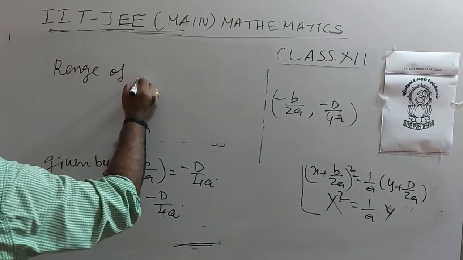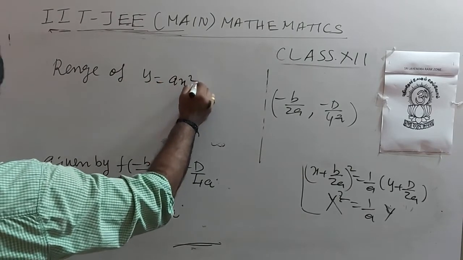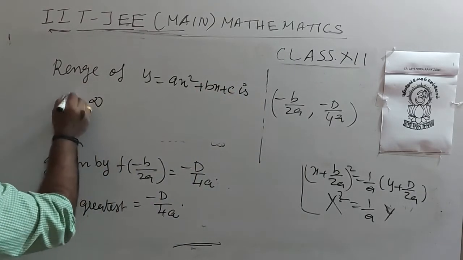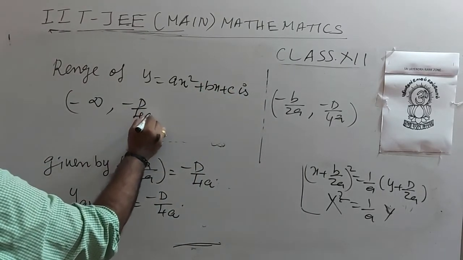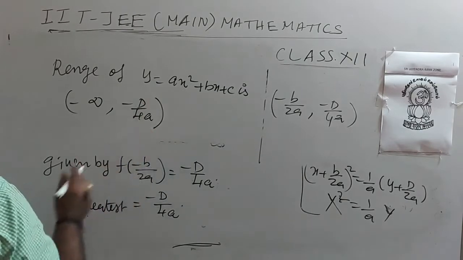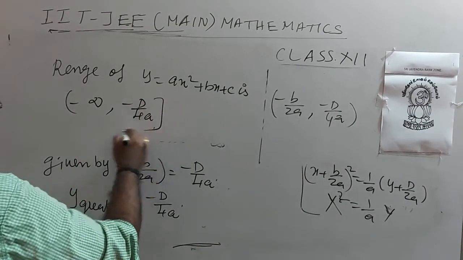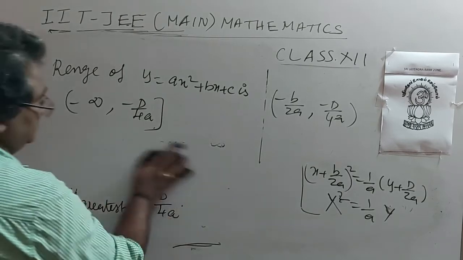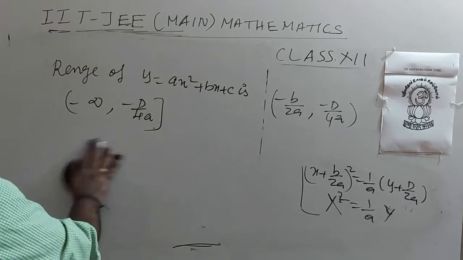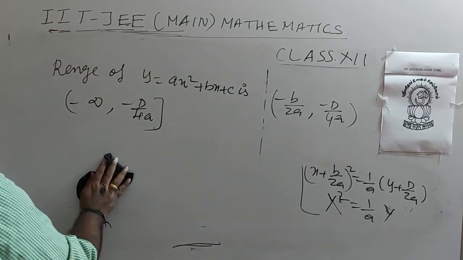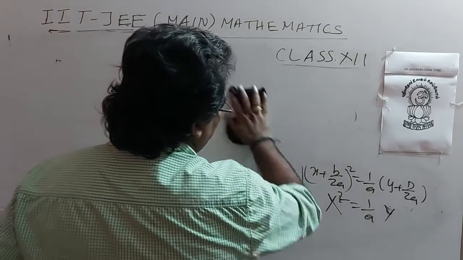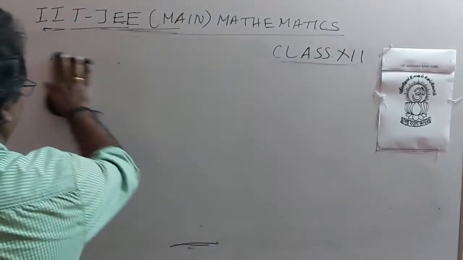Range of y equal to ax squared plus bx plus c is minus infinity comma minus D by 4a. These results are important while solving problems.